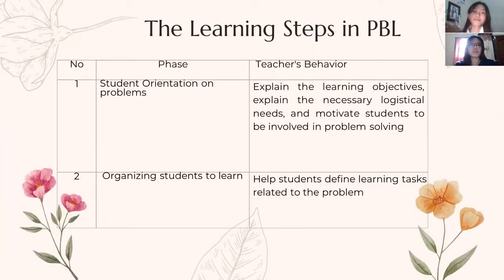And the next material is the learning steps in problem-based learning. So phase number 1 is students' orientation on problems. And the teacher's behavior is to explain the meaning and the learning objective, explain the necessary logistical needs, and motivate students to be involved in problem solving. Phase number 2 is organizing students to learn, and the teacher's behavior is to help students define learning tasks related to the problem.